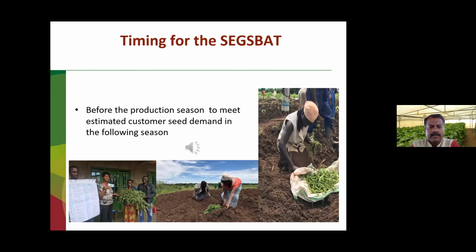As per timing for SEXPAT is concerned, it is very important that we utilize this tool before the production season, which means if the production season starts at, let's say, October, we should utilize this tool in the month of June, July, so that you should be able to plan very well for meeting the upcoming demand.